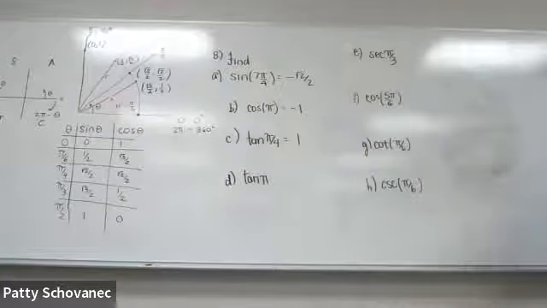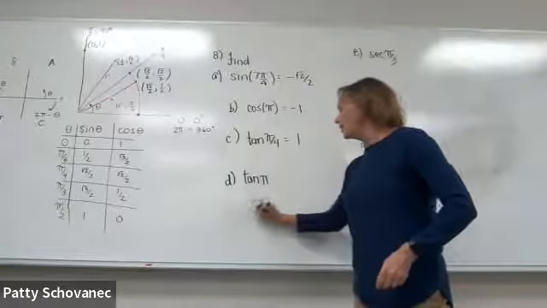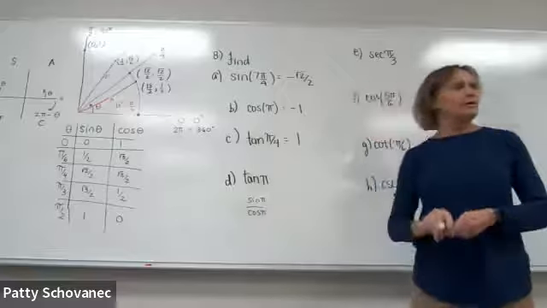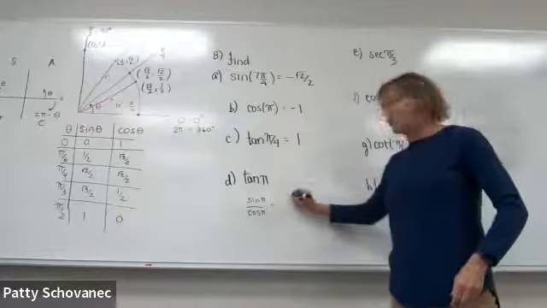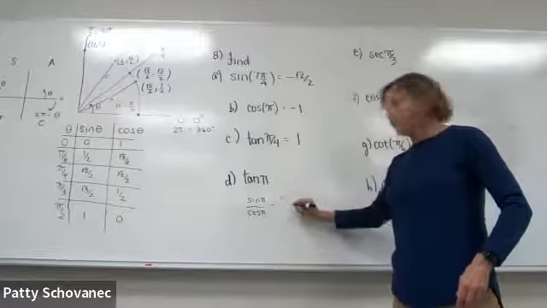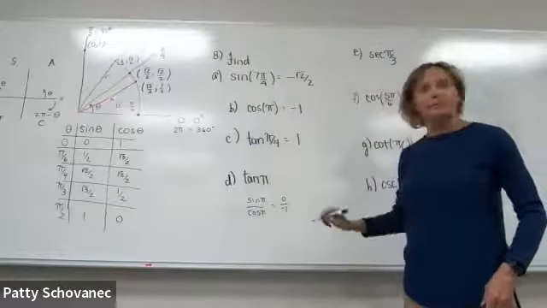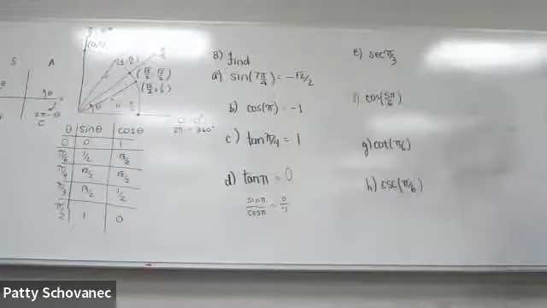Tangent of pi is going to be the sine of pi divided by the cosine of pi. So pi again was a quadrantal angle. That's the negative x-axis. The sine was the y coordinate. The y coordinate there is 0. The x coordinate was -1. 0 divided by -1 is 0. So far, so good?